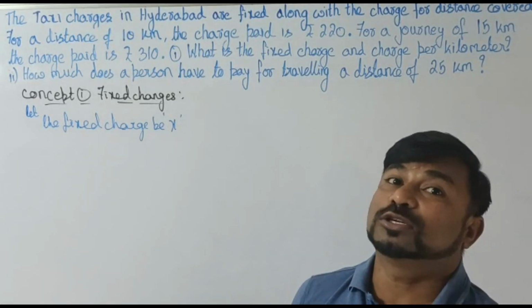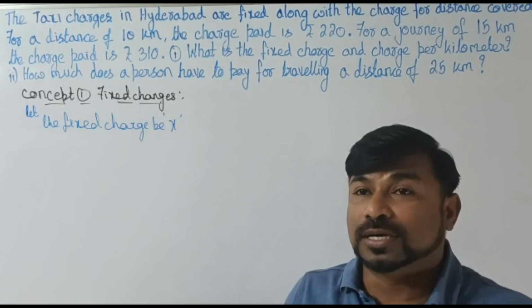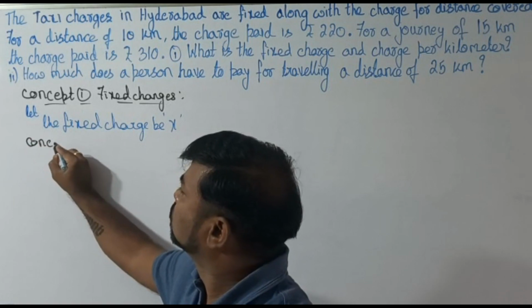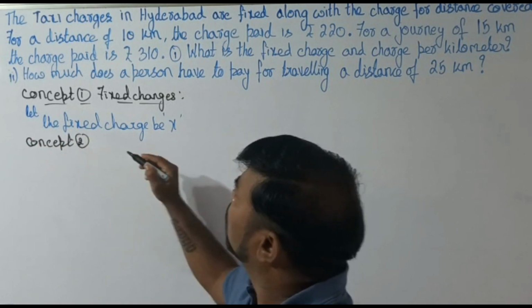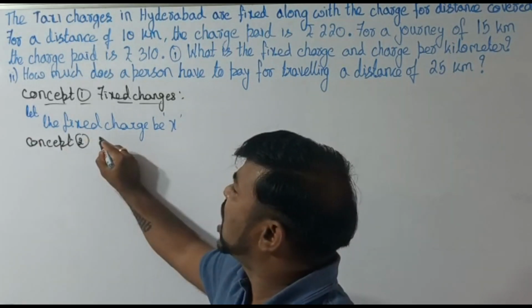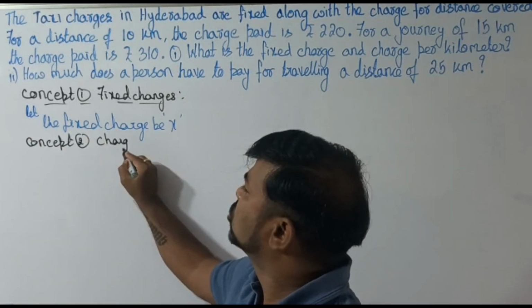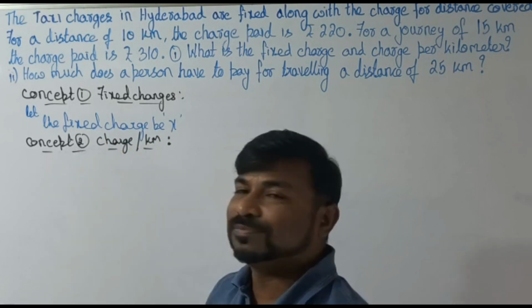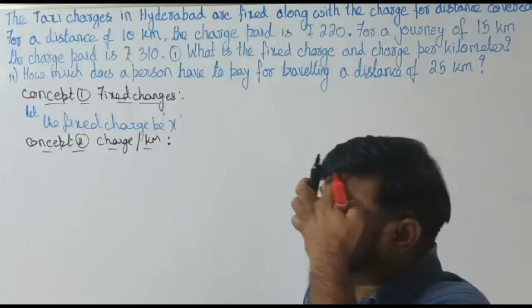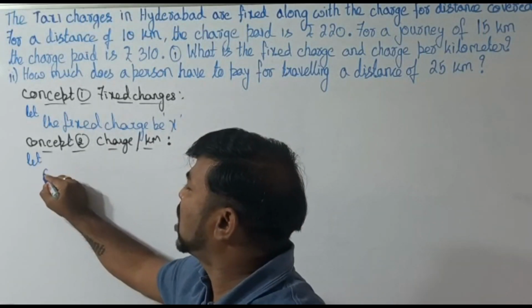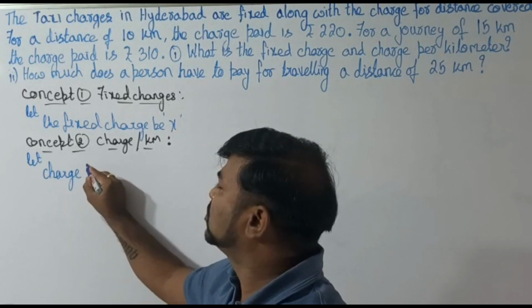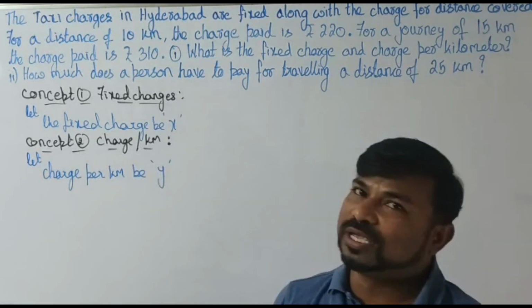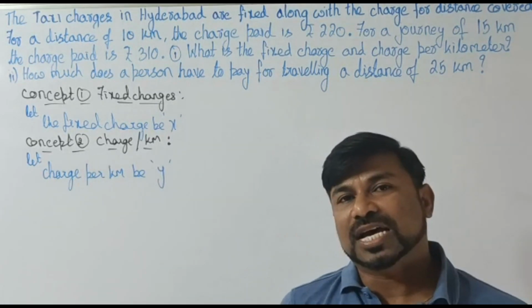Now concept 2, what are we talking about? Charge per kilometer. Concept 2 is nothing but the charge per kilometer. This is the second concept we are talking about. What is the charge? We don't know that. Let the charge per kilometer be Y. So the fixed charge of the vehicle is X and the charge per kilometer is Y.